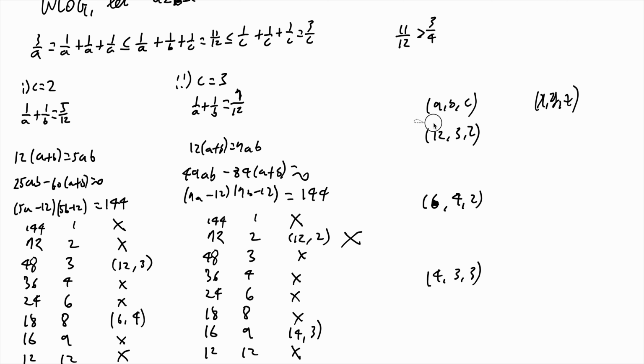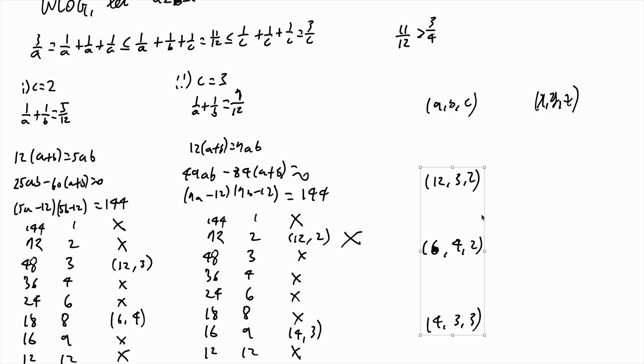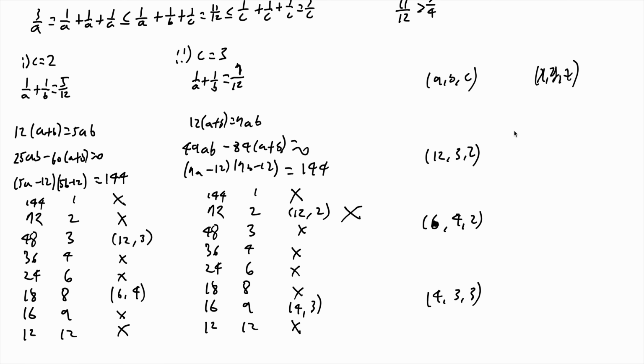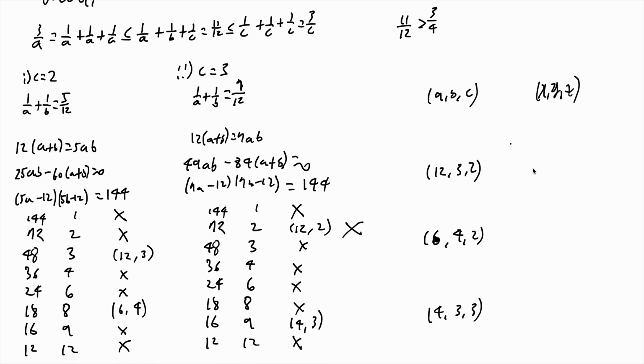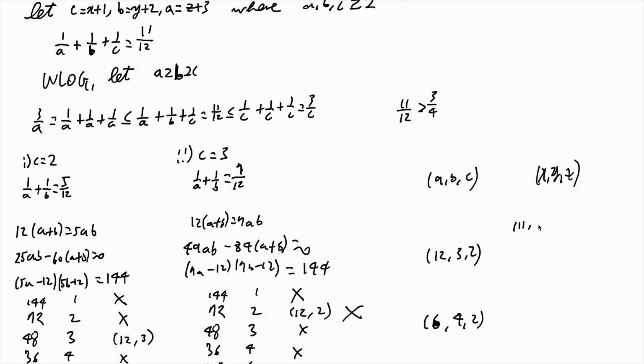So we have 1, 2, 3, 4. I will just list them. So it should differ by 1, 2, and 3. So 1, 2, 3. So the first case that we can have is 11, 1, 1.